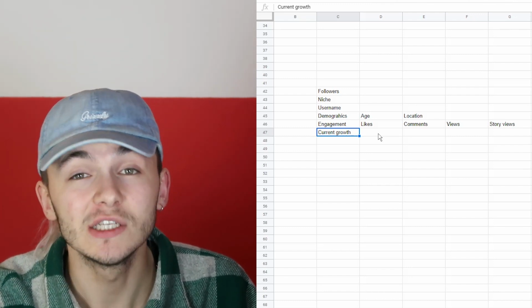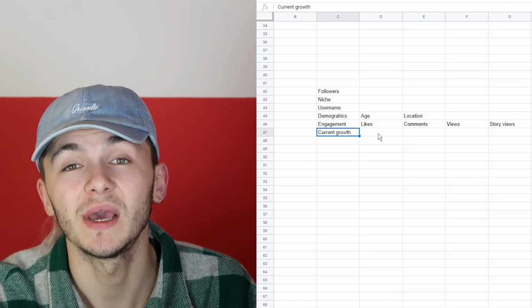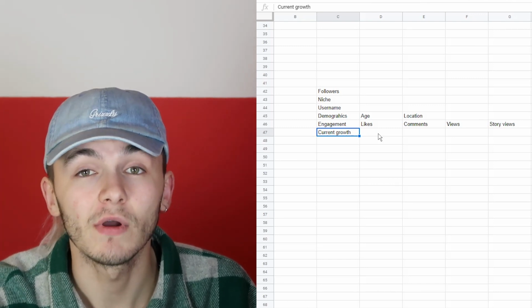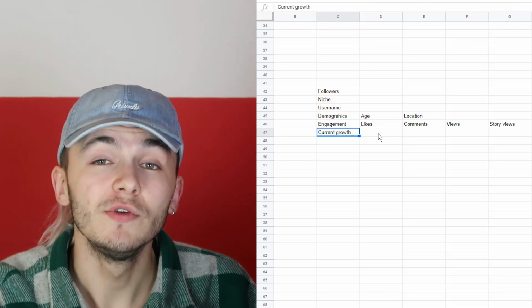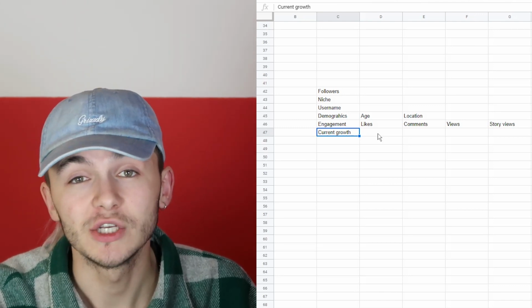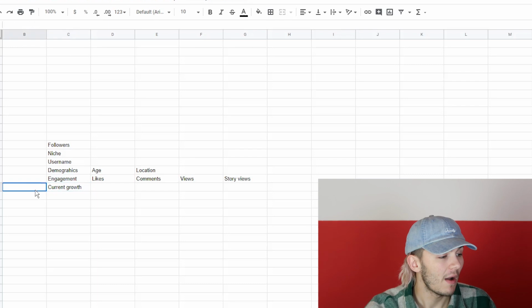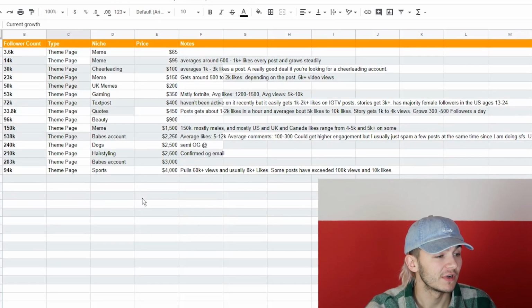If it's a dead page, a lot of the time people sell inactive and dead pages that aren't currently growing or are even decreasing in followers, and they can sell them quite dirt cheap. But if you do buy a page or you are selling a page, you want to make sure that you're getting current growth. So now we are going to look at a bunch of different account prices.